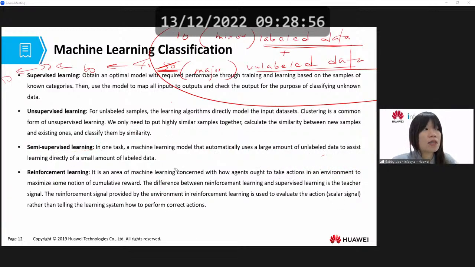Okay, so that will be semi-supervised learning. And lastly, we have reinforcement learning. Reinforcement learning is especially useful when you want to train a model to perform some action. It's not only to help you do some classification, but when you want a model to perform actions, you will need to train this model using reinforcement learning.